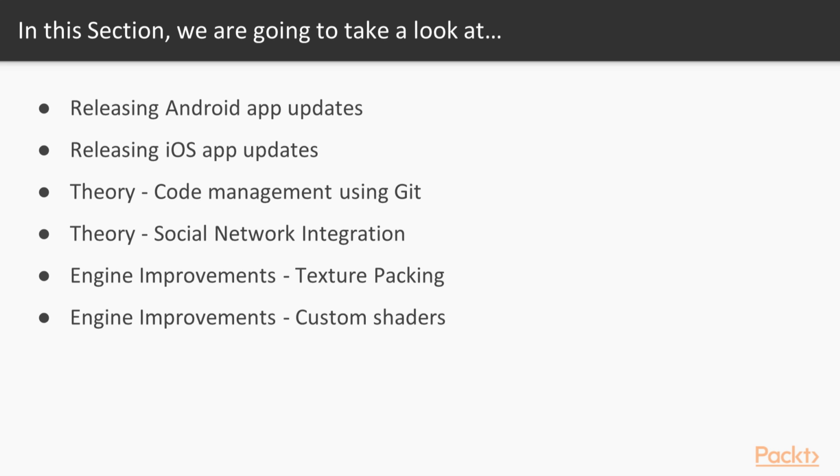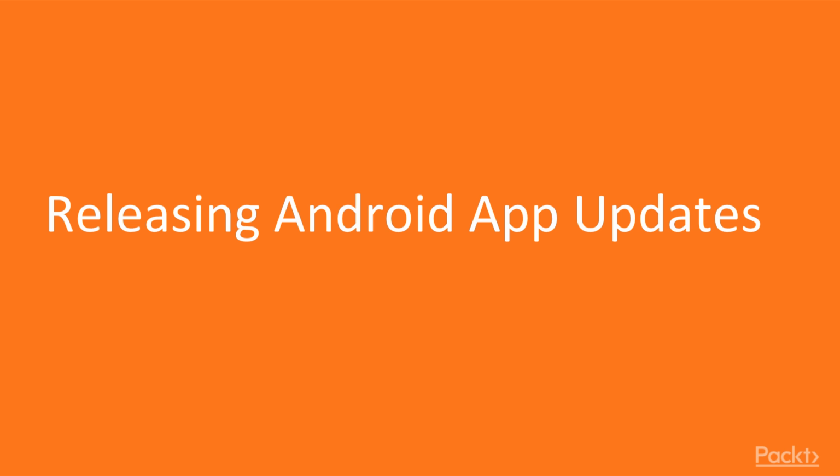Next we will look at why we would use social networks and the benefits it can bring. Then we will look at ways to improve the engine. First by learning about texture atlasing and compressing textures, and finally by learning how to integrate custom shaders into our engine. This video is titled Releasing Android App Updates.